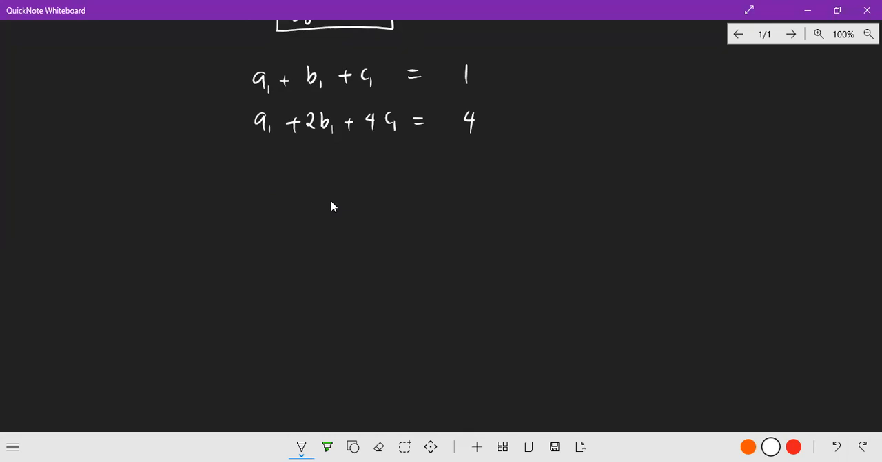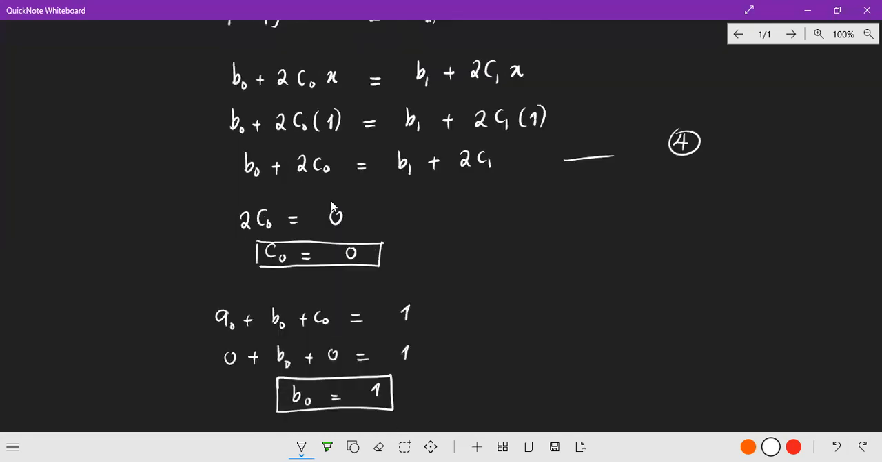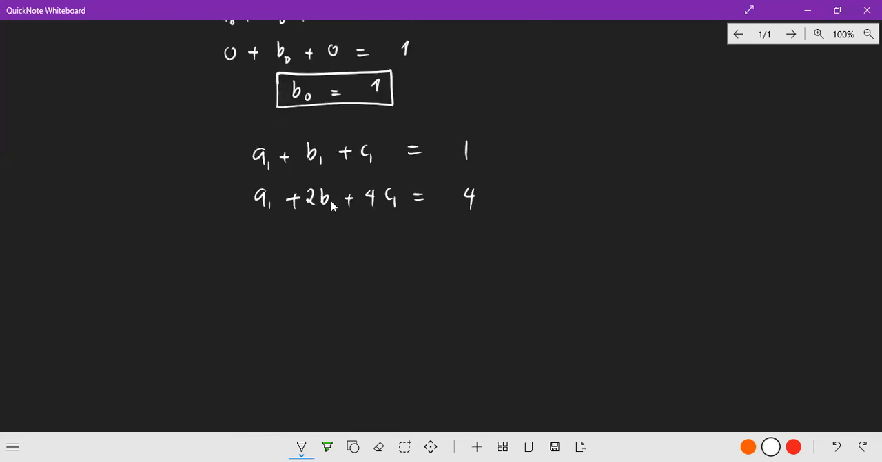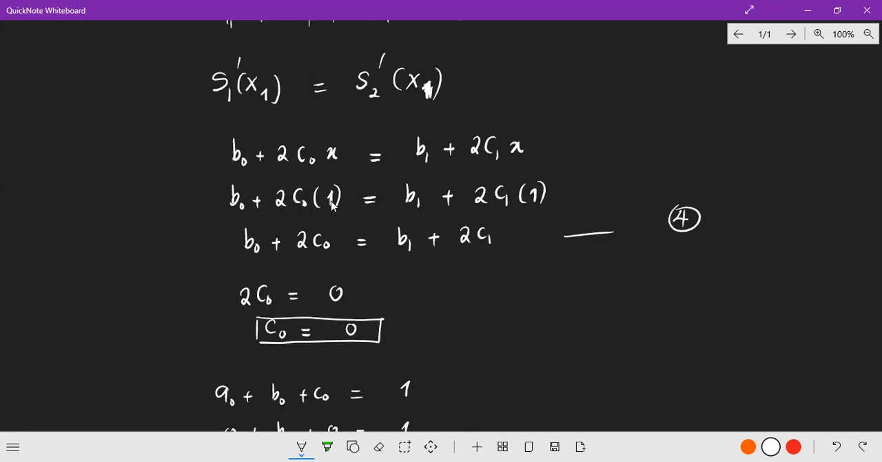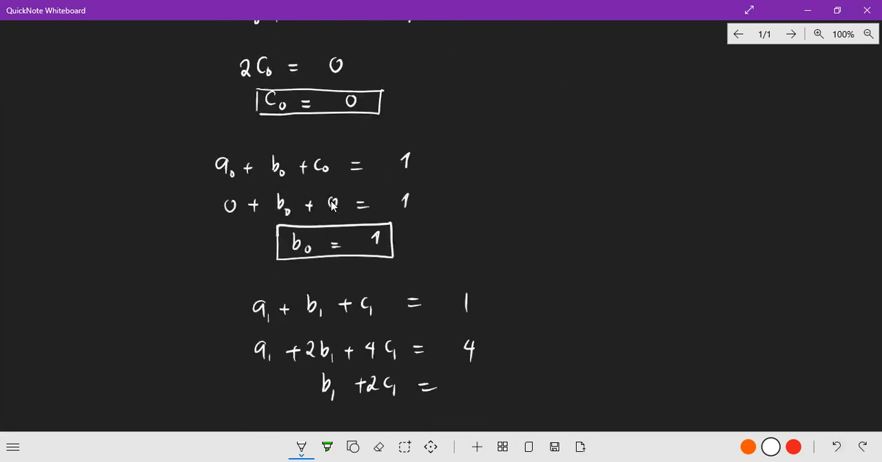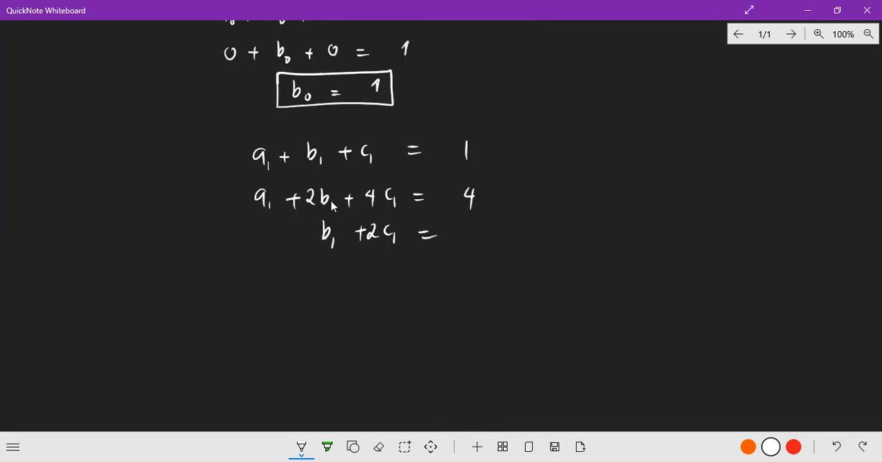Okay, so I'll write it as B1 plus 2C1 equal to B0 plus 2C0. But we already found C0, right? C0 is equal to 0 from here. And also we found B0 equal to 1. So this equation just be equal to 1.